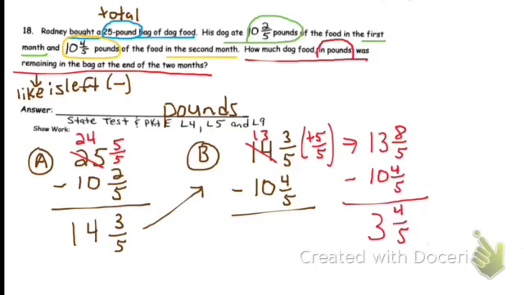Number 2, is it fully simplified? And 4, 5 is in counting order, so yes, it's fully simplified. So my final fully simplified answer is 3 4/5 pounds. And that's the answer to question 18. Again, notice for question 18 that it did say show work, so you would need to show all steps of the work to get full credit. And again, that includes something as small and little as 1 plus 1.